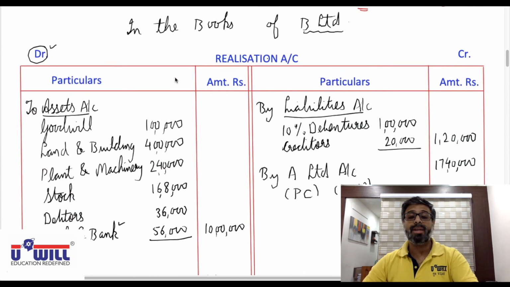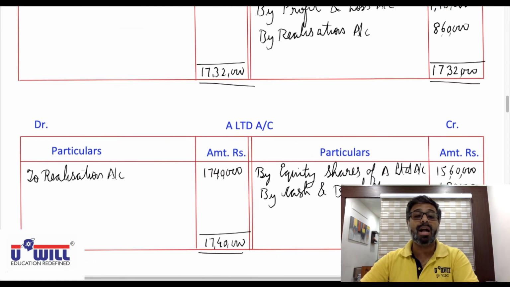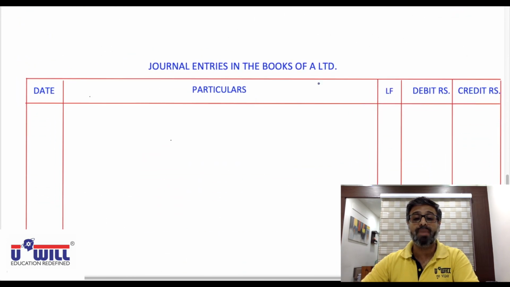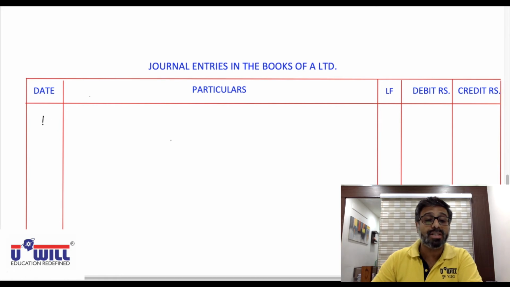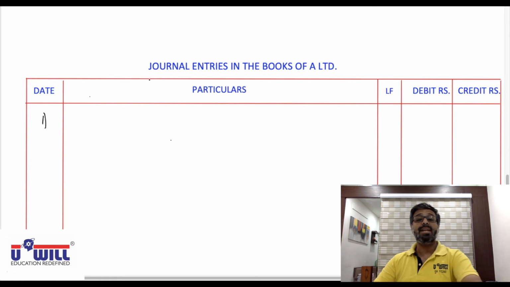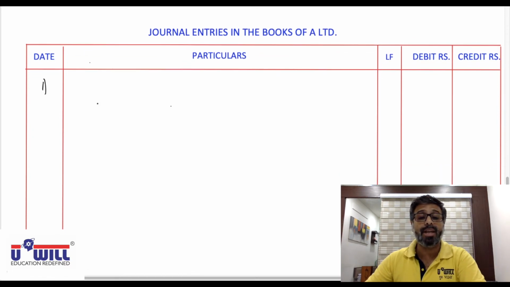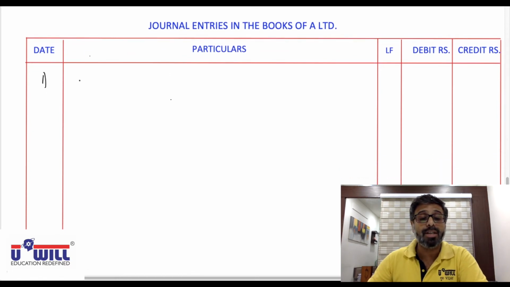Okay, so I am taking up the entries of A Limited. When you come back, ideally first you make the format. First you make the format of journal entries in the books of A Limited, then you watch this portion. So first entry in the books of A Limited, we have to follow purchase method of accounting. So business comes in, debit what comes in, business purchase account debit.